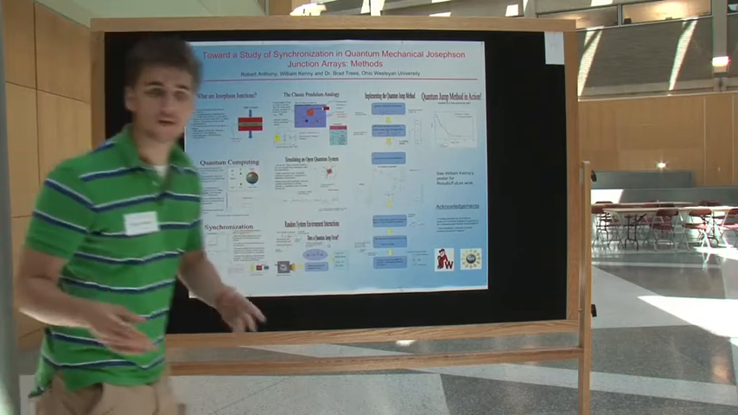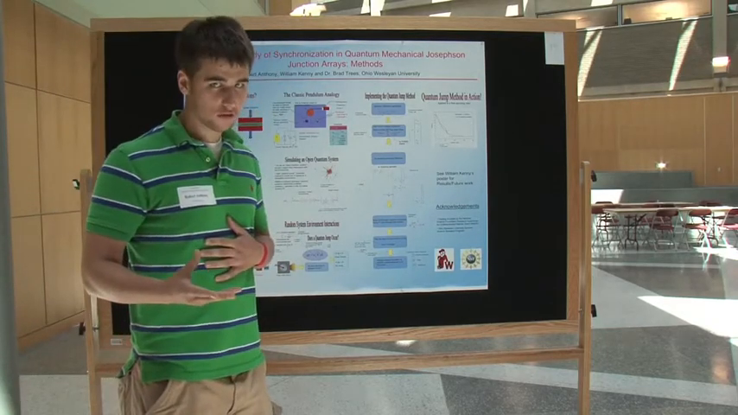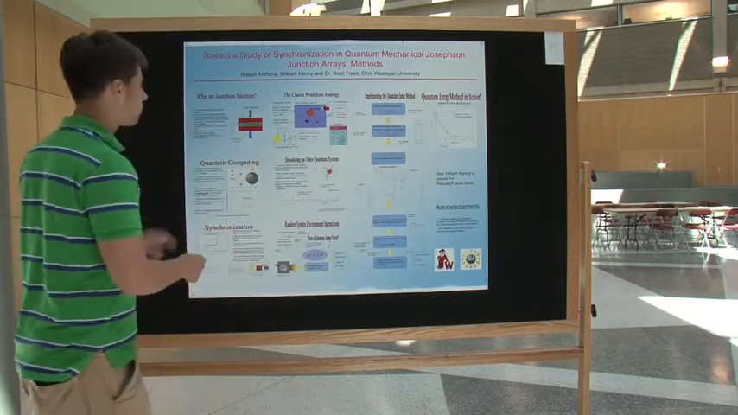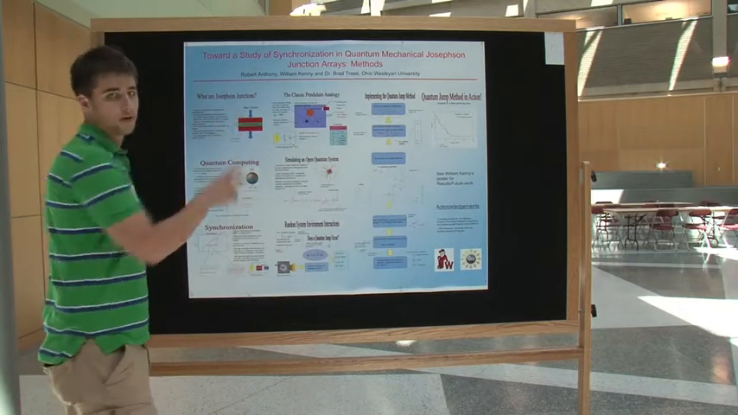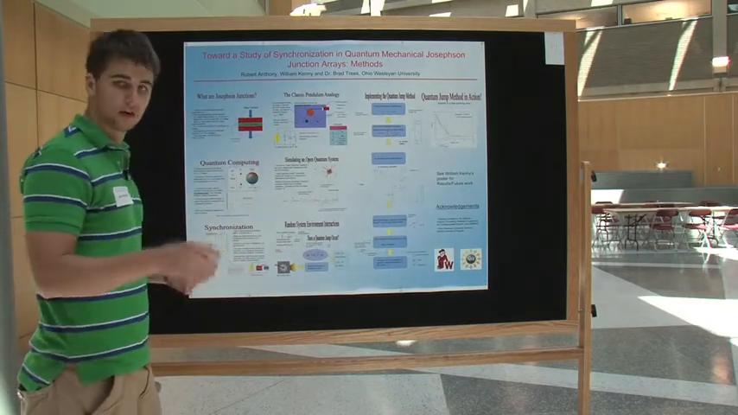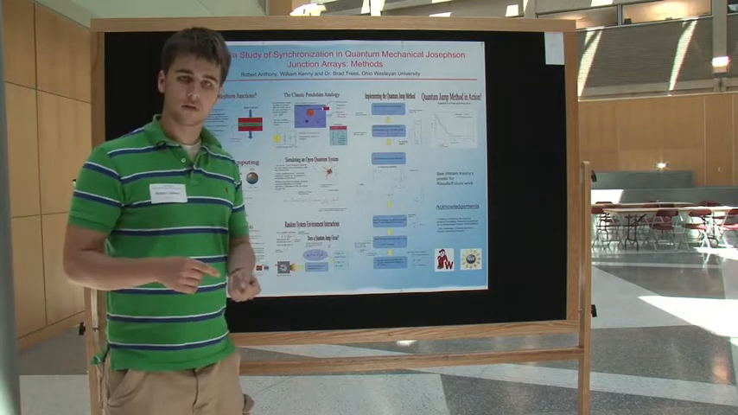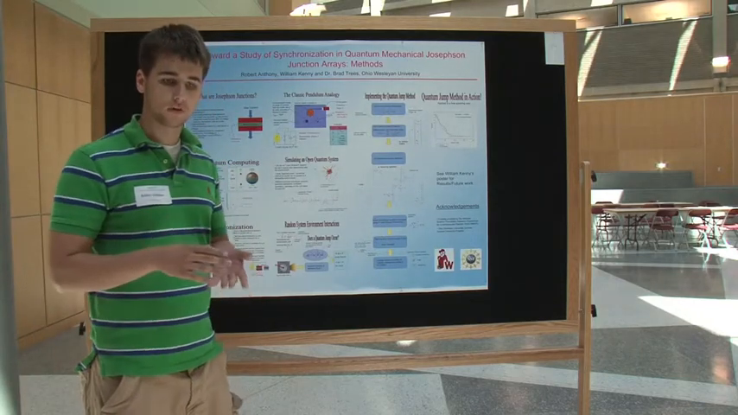So the first thing the viewer may be wondering is, what is a Josephson Junction? Well, a Josephson Junction is two superconductors with a non-superconductor sandwiched in between them. And these are very small. They're nanometers to micrometers on scale.